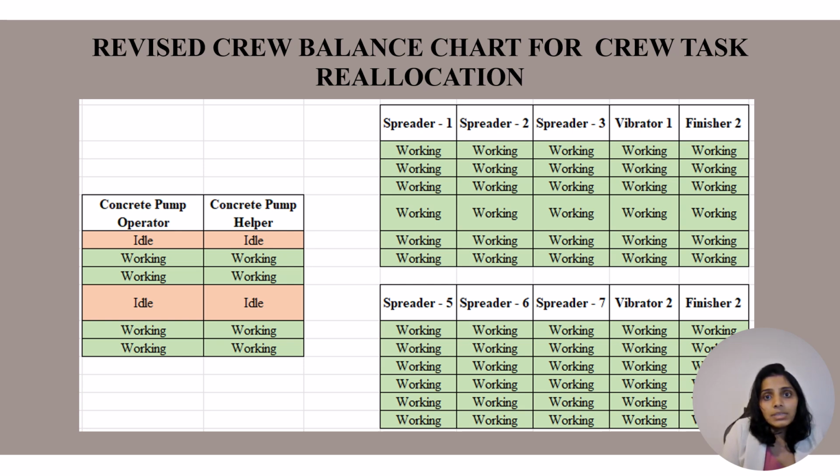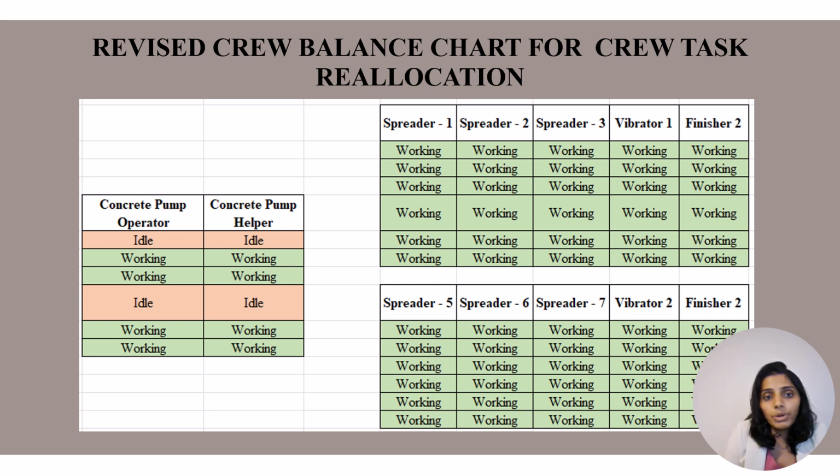This slide represents the revised crew balance chart based on the crew task reallocation. In this, we have proposed to work on two zones simultaneously, and the concrete pump operator and helper will share the two zones together. Earlier, we had a total of 6 spreaders, and we are now splitting them equally into both zones.